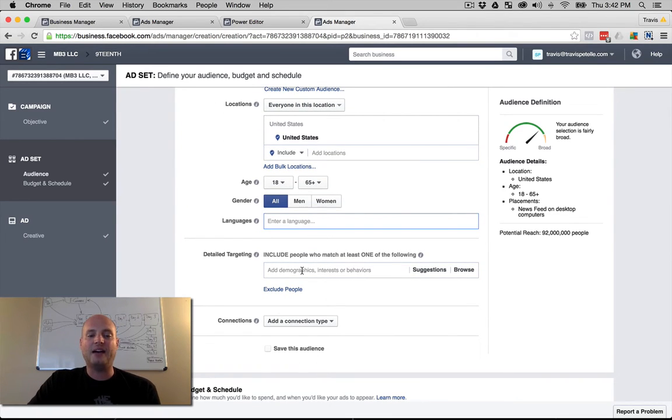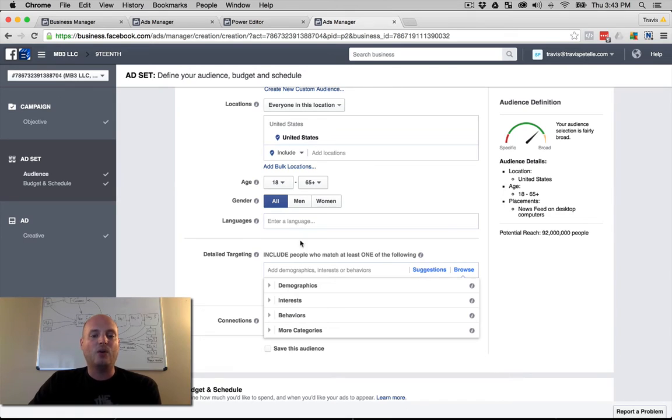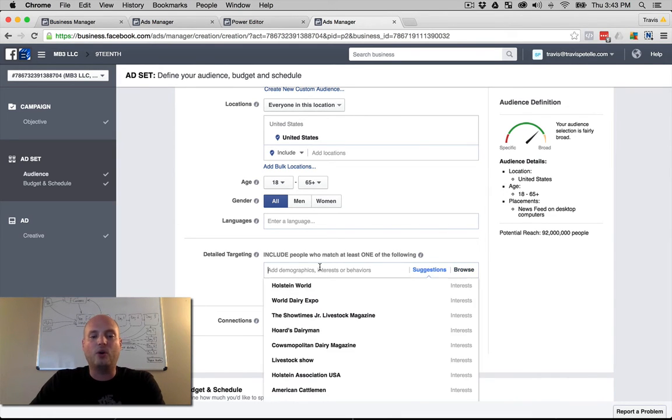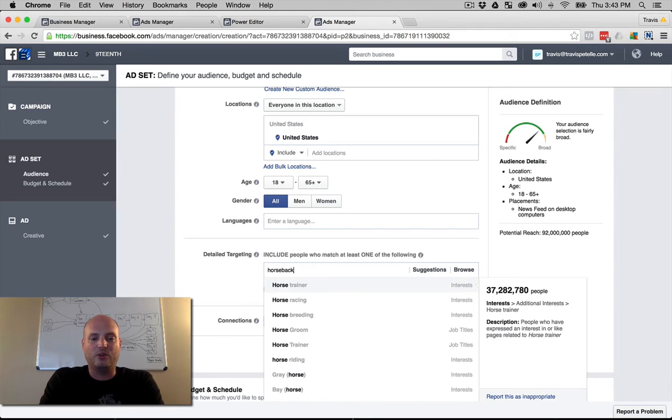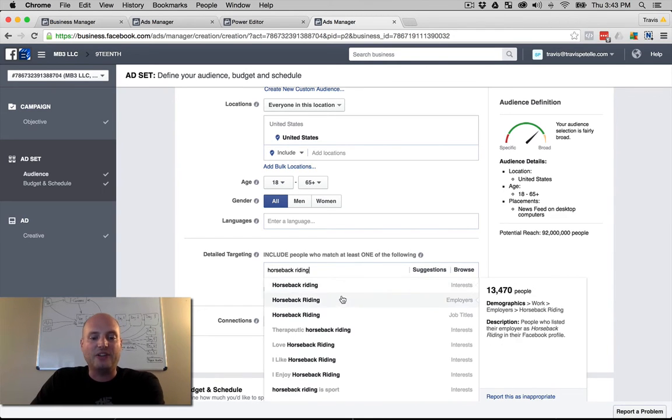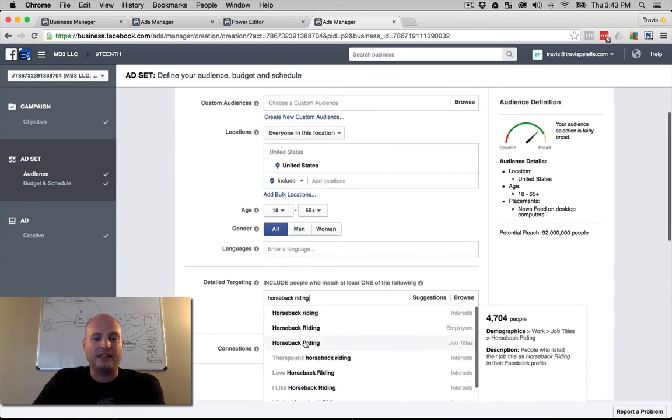And then lastly, we have interests, demographics, and behaviors. This is really where the money of Facebook advertising comes into play, where this is all those groups, all of those fan pages, all of those things that people like. Facebook has put them into certain interests, as they call them. So someone who enjoys horseback riding, we could just type horseback riding, and you'll see a whole bunch of interests that fall in line with horseback riding appear.